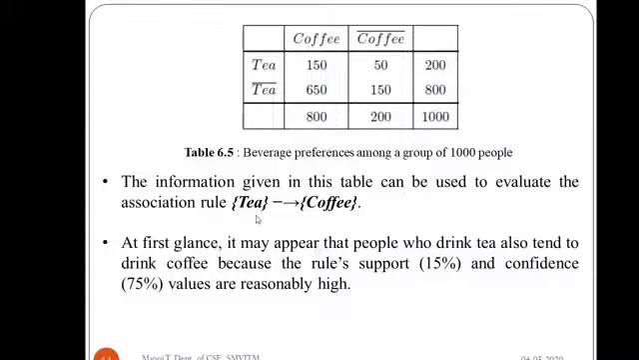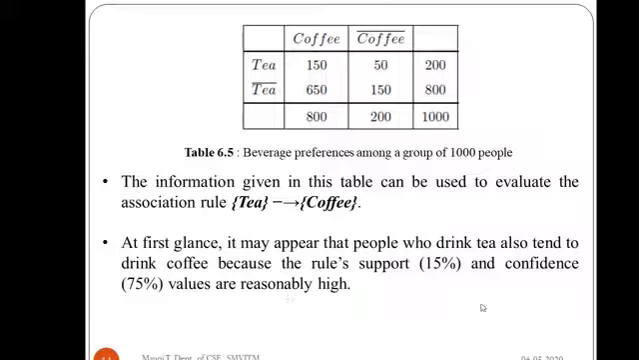The people who drink tea will also drink the coffee. So we are going to evaluate this rule based on the support and confidence, and we will not worry much about the support over here. We will see what is the limitation or drawback of the confidence. At first glance this may appear that people who drink tea also tend to drink coffee. The reason is the rule support is 15% and confidence is 75%.